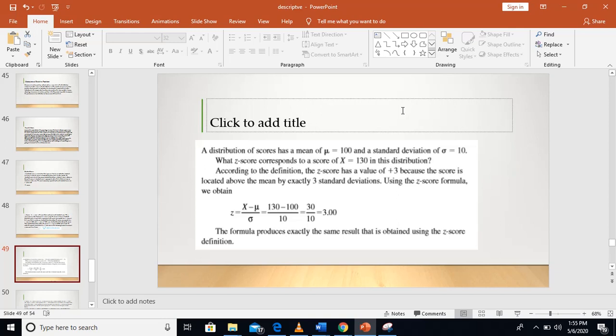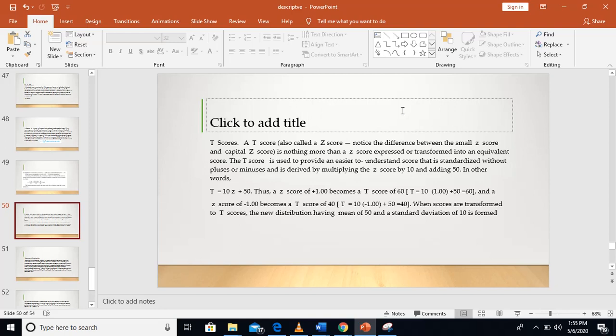z is equal to x minus mu divided by standard deviation. Put the values in the formula: 130 minus 100 divided by 10. 30 divided by 10 is equal to 3. The formula produces exactly the same result that is obtained using the z-score definition.